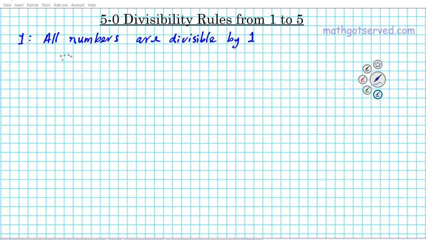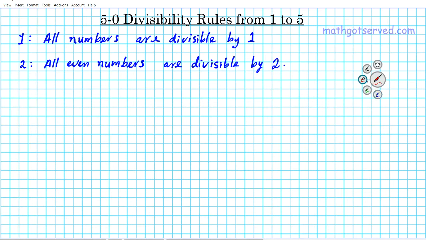Okay? Alright, so number 2. How do you know that a number is divisible by 2? Well, all even numbers. When we're talking about numbers here, we're talking about counting numbers starting from 1, 2, 3, 4, 5. So all even numbers are divisible by 2. What does that mean? If you divide any even number by 2, you are going to have no remainder or a remainder of 0. They mean exactly the same thing. So all even numbers are divisible by 2.